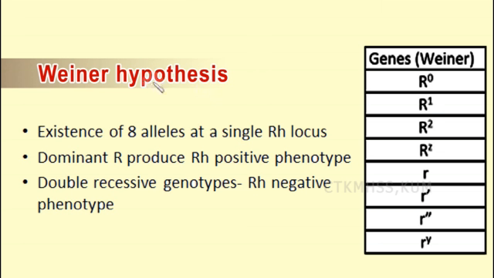Next one is the Wiener hypothesis. According to Wiener, there is existence of 8 alleles at a single RH locus.